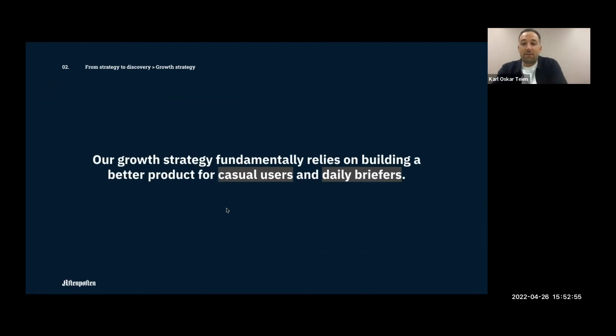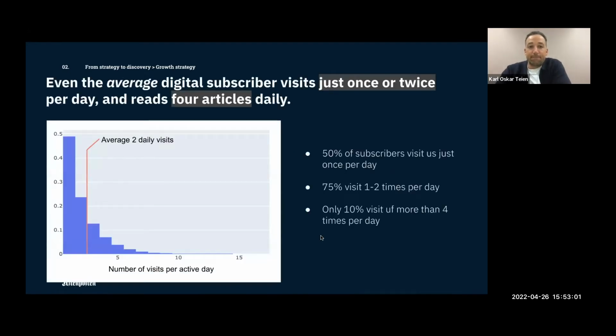So we have to build better products for these users. And that's a key insight, right? Even if you look on average, right? So I prefer looking at segments like you just saw there, but even if you look at the average subscribers, we see that they visit just once or twice per day on average, and they read about 4 articles daily.